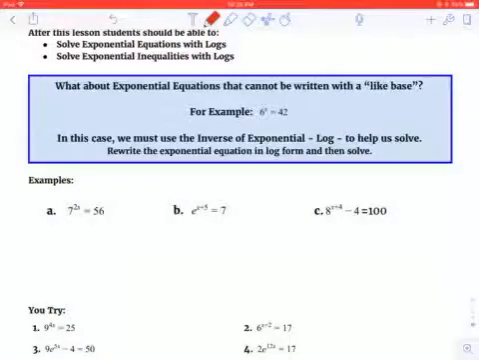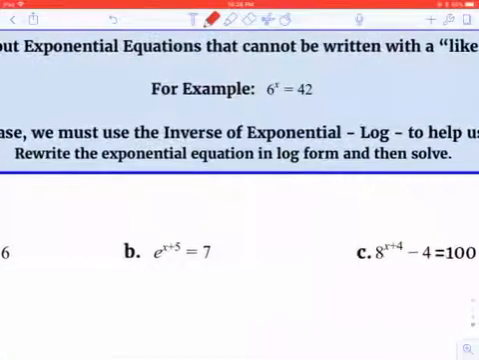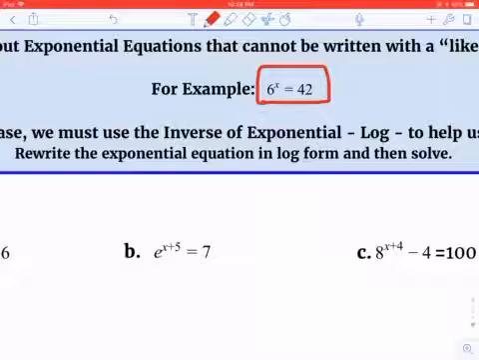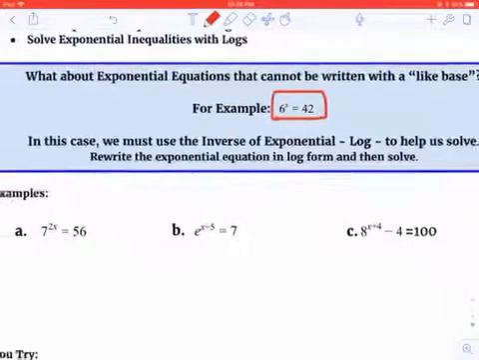In this video, we're going to look at exponential equations that cannot be written with a like base. So for example, think of the simple exponential equation 6 to the x power equals 42. There's no way that we could write 6 and 42 so that they have matching bases and then cancel them out. We have to do something different.